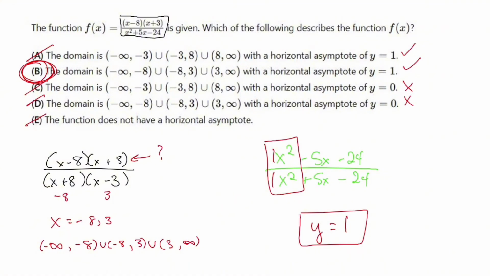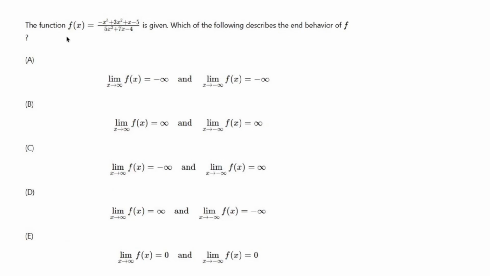Thanks for watching. The function f of x equals negative x cubed plus 3x squared plus x minus 5 all over 5x squared plus 7x minus 4 is given. Which of the following describes the end behavior of f?